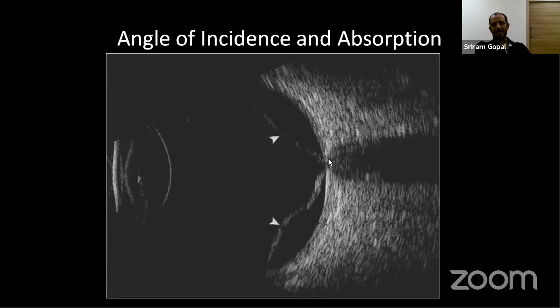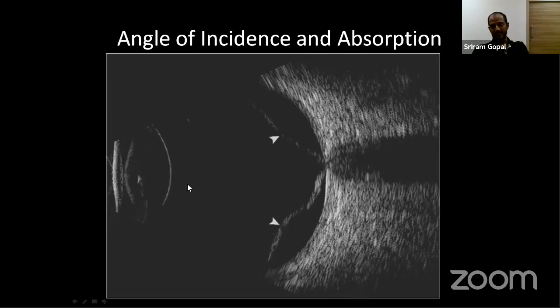The last two are the angle of incidence and the absorption. The angle of incidence, meaning, if you look at this slide here, this is actually a retinal detachment. We all learn in ultrasound that retinal detachment is always highly reflective. But you will realize retinal detachment is not uniformly highly reflective. It is highly reflective here. It is moderately reflective here. It is low reflective here. That is because of the angle of incidence.